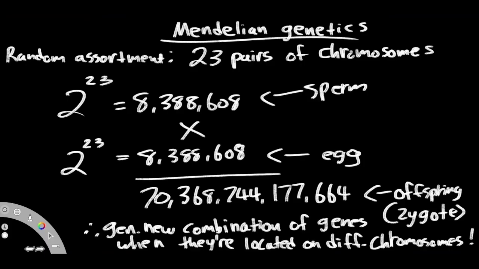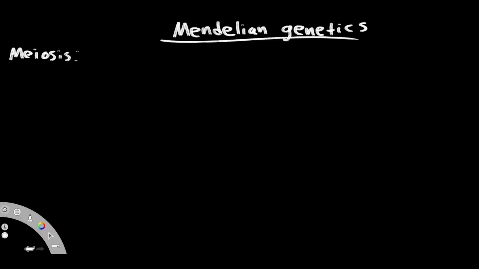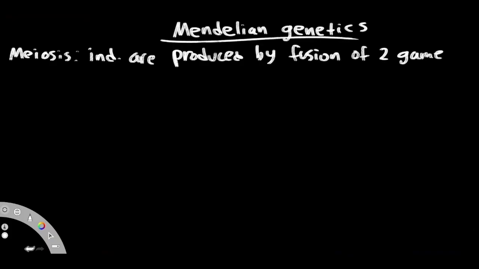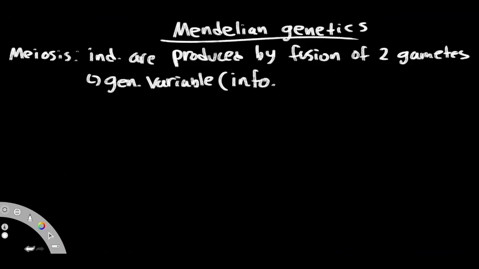So what is this all pretty much just trying to tell us? With so much variation, it's pretty much impossible for your parents to create another you. You are very, very unique. So just to conclude with meiosis, individuals are produced by the fusion of two gametes, all right, the sex cells. So they are genetically variable because they get this genetic info from both parents, right?